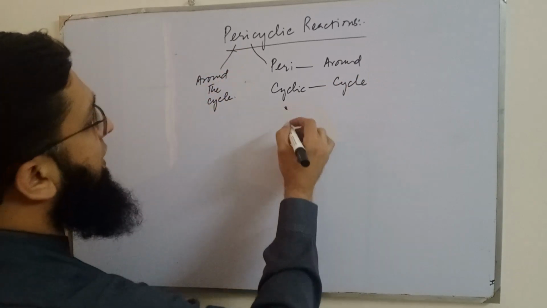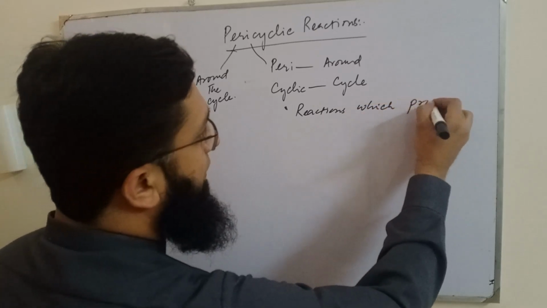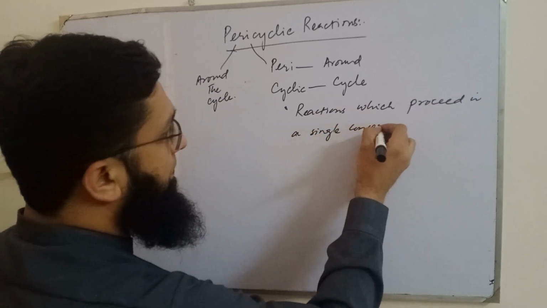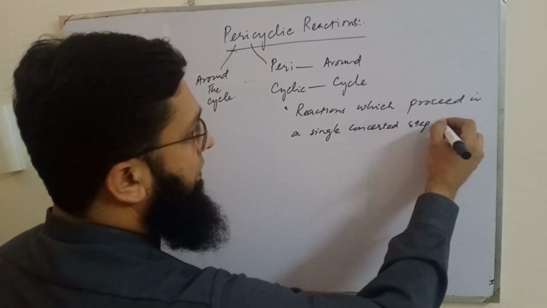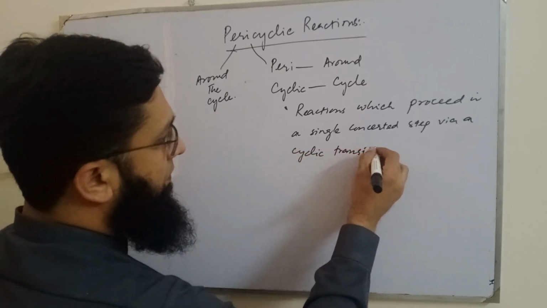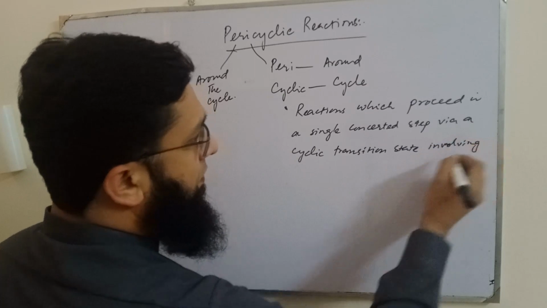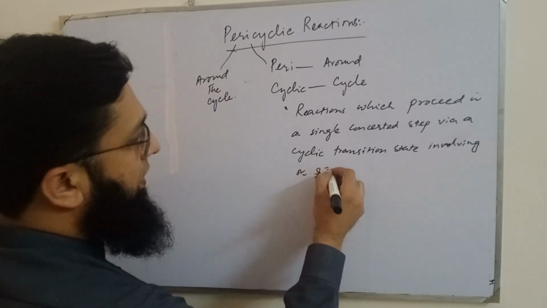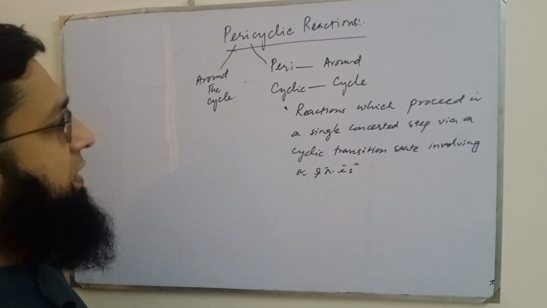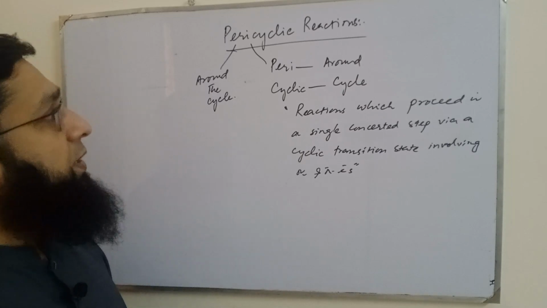We can define pericyclic reactions as those reactions which proceed in a single concerted step via a cyclic transition state involving sigma and pi electrons. So the definition of a pericyclic reaction would be: reactions which proceed in a single concerted step via a cyclic transition state involving sigma or pi electrons.